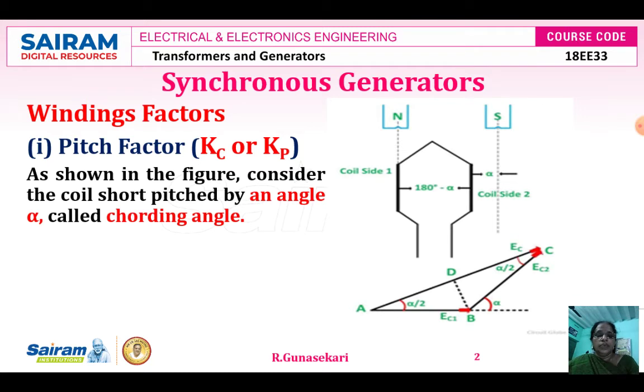Now the corresponding vector diagram. AB is the EMF induced in coil side 1, that is EC1, and BC is the EMF induced in coil side 2, that is EC2. The angle between them is alpha by 2. So joining AC, we get the total induced EMF EC. This is for the short pitched coil.